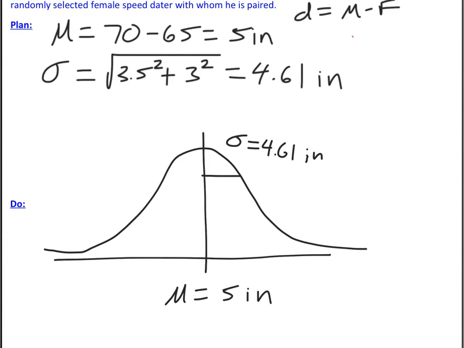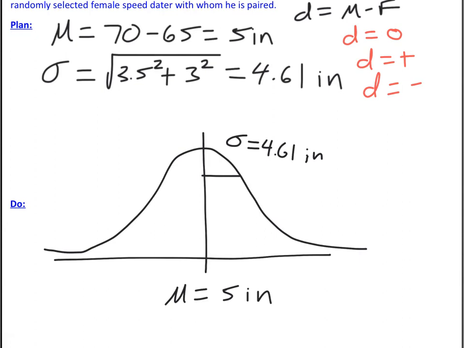You got 3 cases you could think about. If D was 0, what if D is positive, and what if D is negative? Okay? If you got a difference of 0, that means the 2 randomly selected speed daters were the same height. Okay? If D is positive, that means the male was taller. And if the difference was negative, that means that the female was taller. Okay? The question that it's posing to us is, what are the odds that the male is taller?